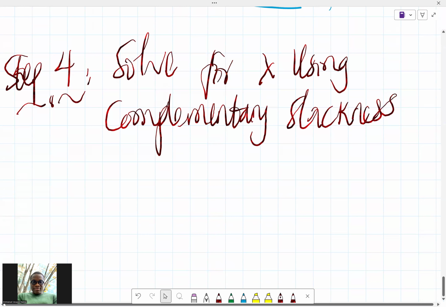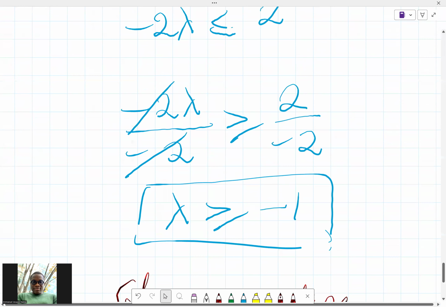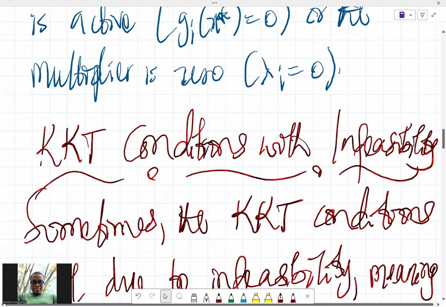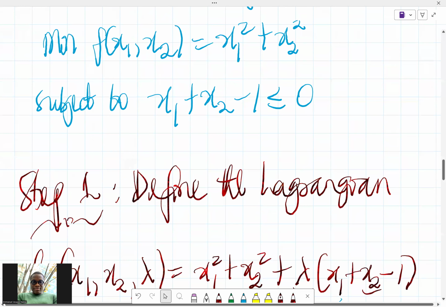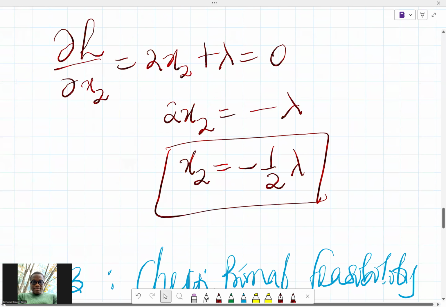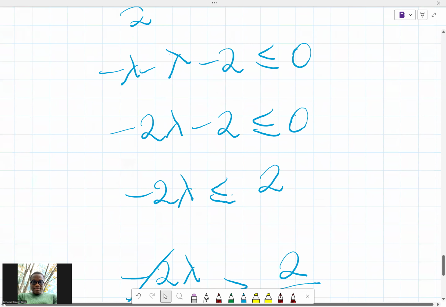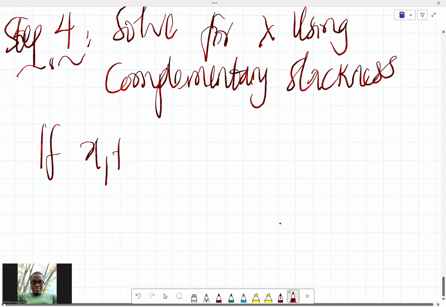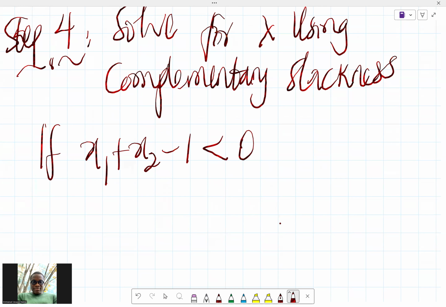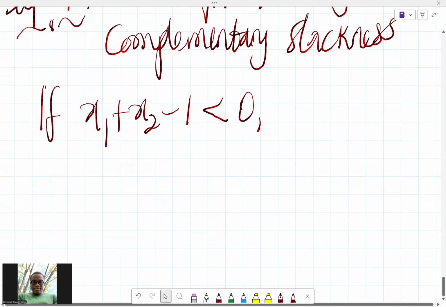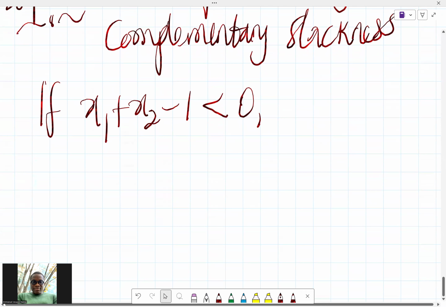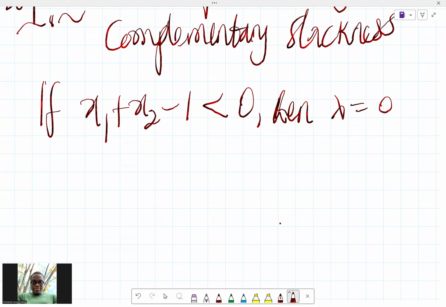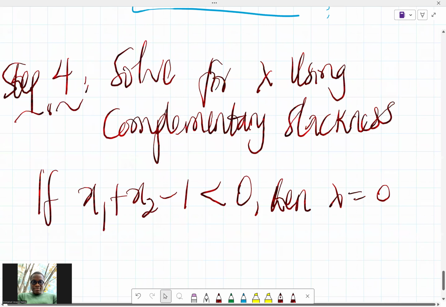So like we know, complementary slackness talks about lambda_i g_i being equal to 0. That's what complementary slackness is about. It tells us that lambda_i g_i(x*) is equal to 0. We know our x's already, but somehow we've got lambda greater than or equal to -1, first of all. So here we can say that if x1 plus x2 minus 1 is less than 0, of course, this is the constraint and it's supposed to be less than or equal to 0. So if x1 plus x2 minus 1 is less than 0, then lambda will be equal to 0.